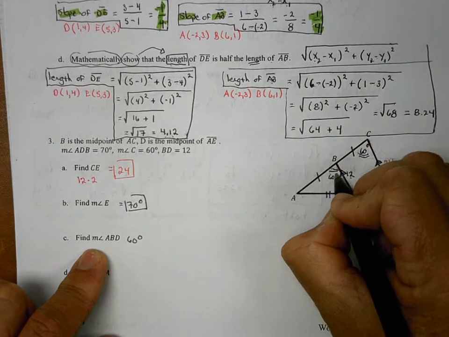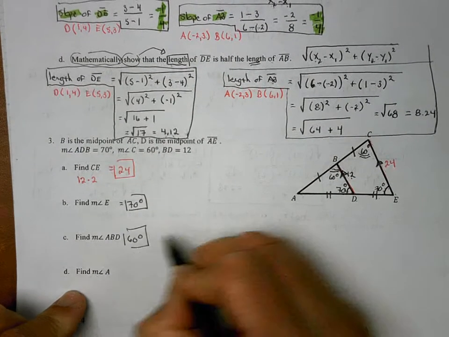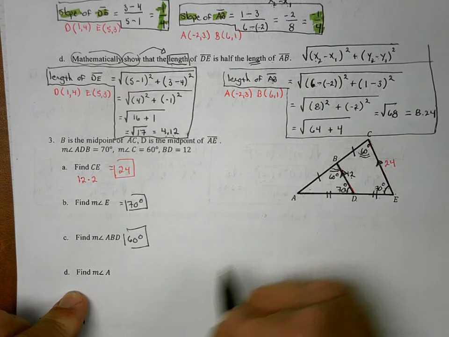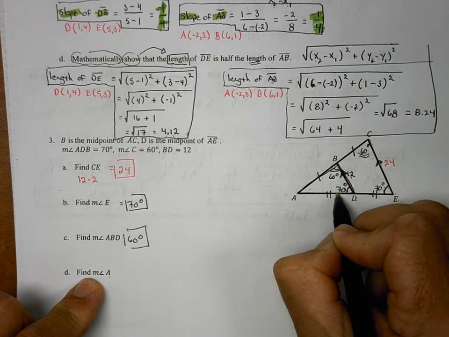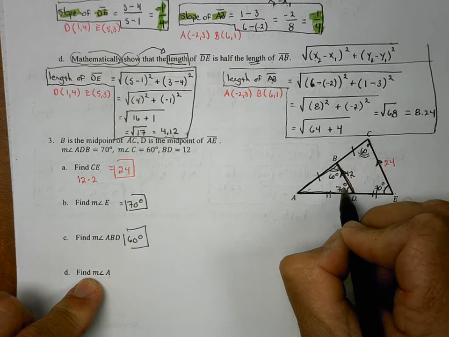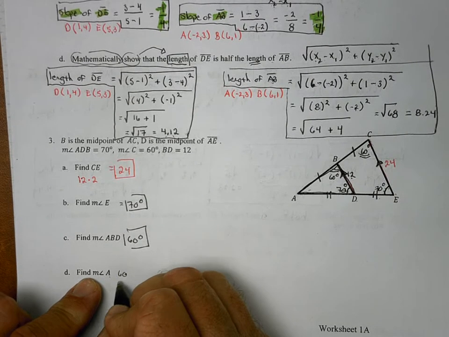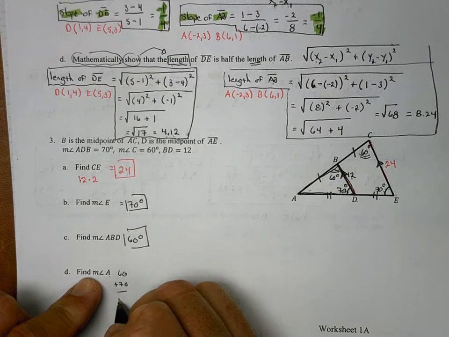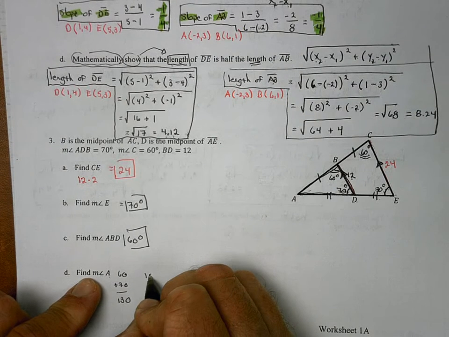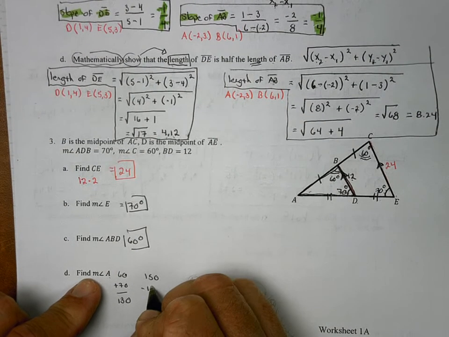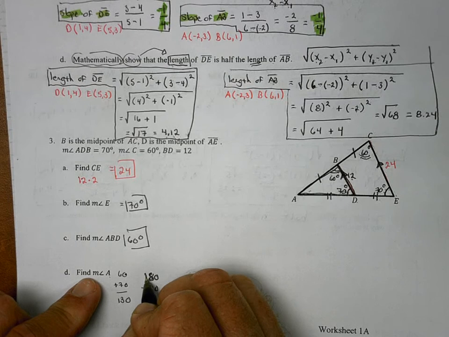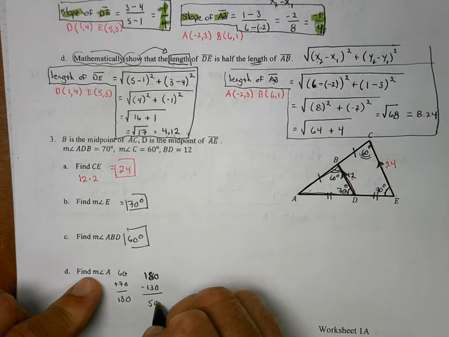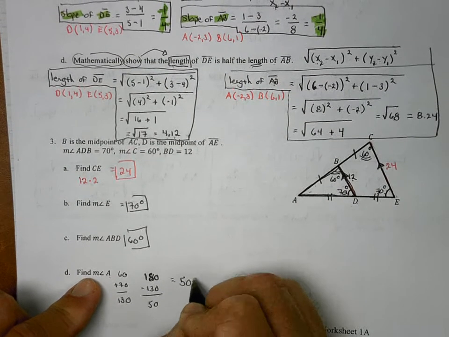And the last one, what's the measure of angle A? Well, to find angle A, I could use this triangle right here. Remember, the 3 angles in a triangle add up to 180. So I would go 60 plus 70, that's 130, and then I would subtract 130 from 180, because the 3 angles in a triangle add up to 180, so I get 50. So the measure of angle A is 50 degrees. There we go.